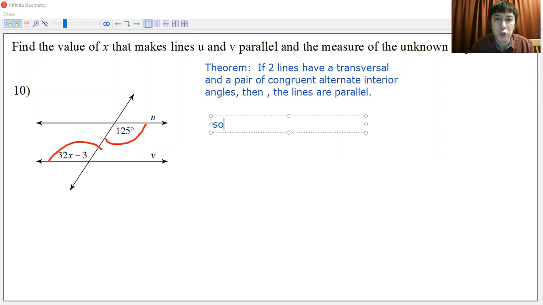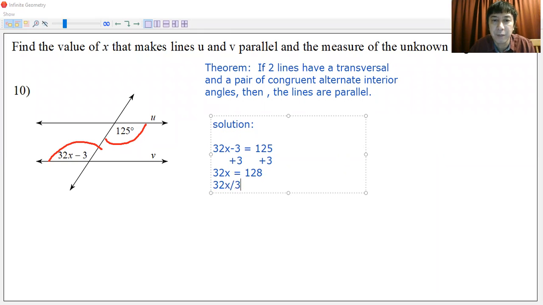So for our solution, we're supposed to solve for x first. We'll be using 32x minus 3. That should be equal to 125. Solving for x starts by adding 3. Add 3. Left side becomes 32x. Right side is 128. Next step is divide. We have 32x divided by 32. That'll be equal to 128 divided by 32. x is 4.